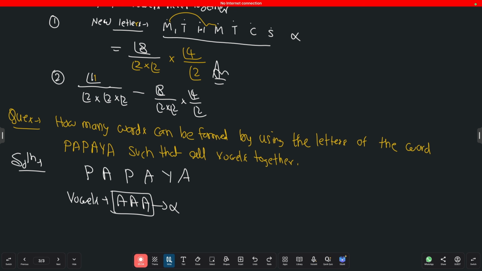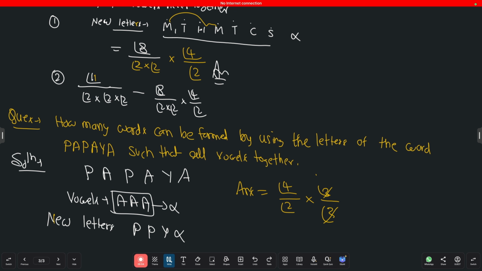Then the remaining letters. What are the new letters? P, P, Y, and alpha. So now how many? 4. Then what is the answer? Your answer is 4 factorial into 2 factorial... divided by 3 factorial.